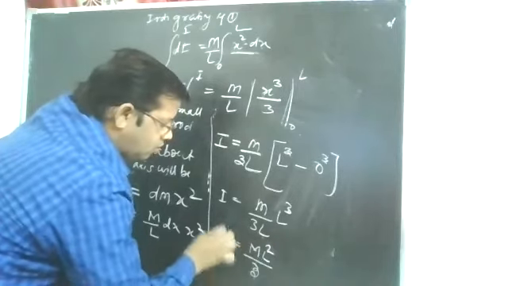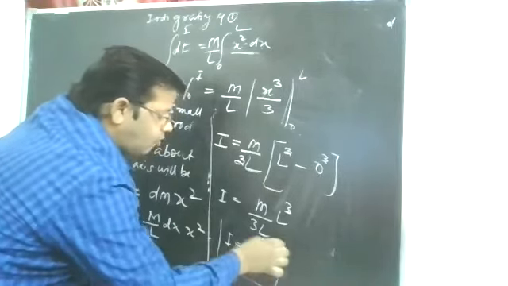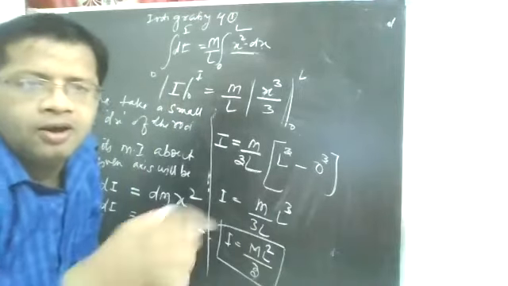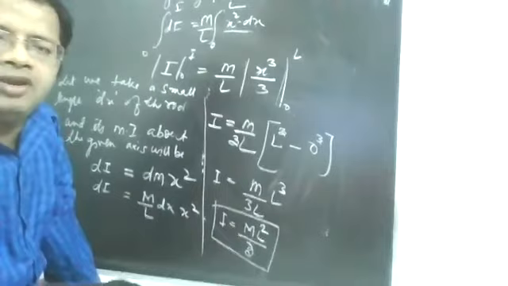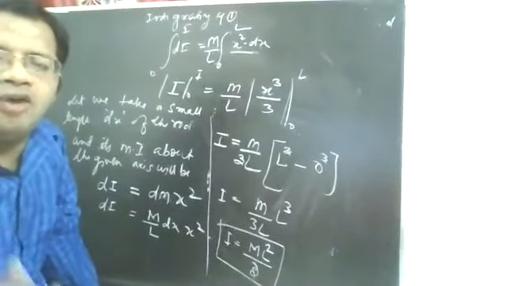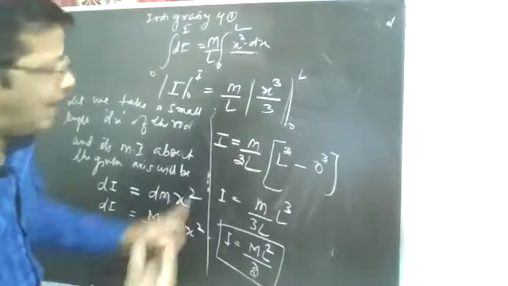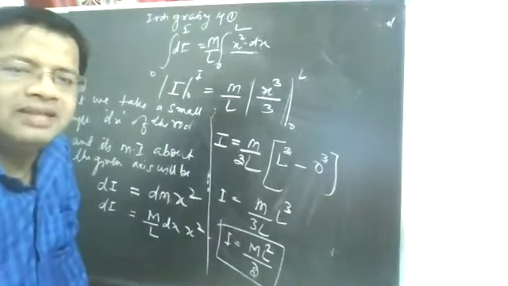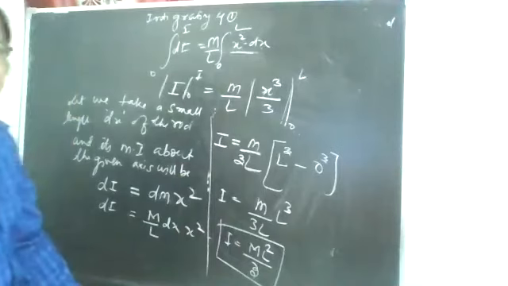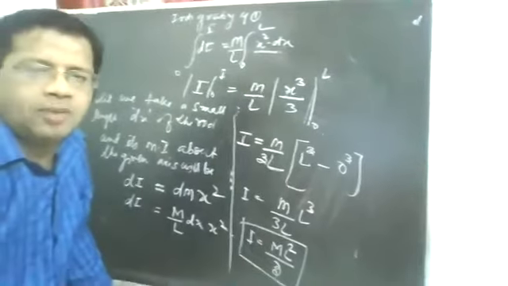This is the formula for the moment of inertia of a rod about the axis passing through one of its ends. That is M L square upon 3.